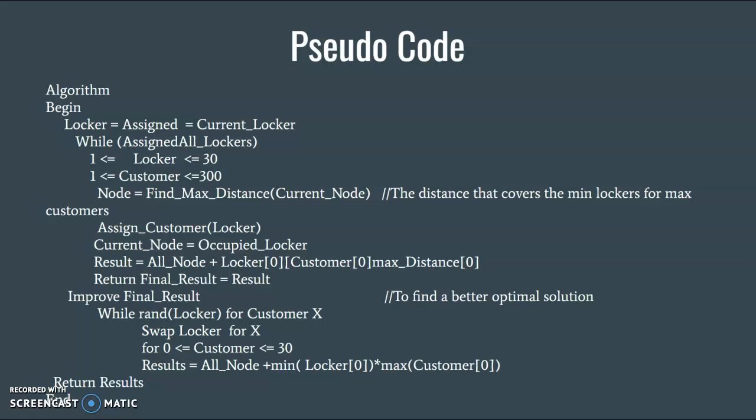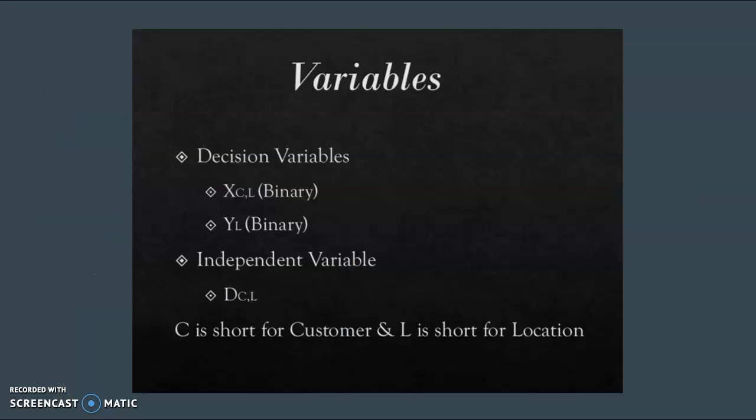However, after that, we wanted to improve the final results, and there we created another loop. While we randomly select the customers to the lockers, we swap the lockers to assign every customer to the nearest locker within that area, because we wanted to find the minimum number of lockers that's going to cover the maximum number of customers.